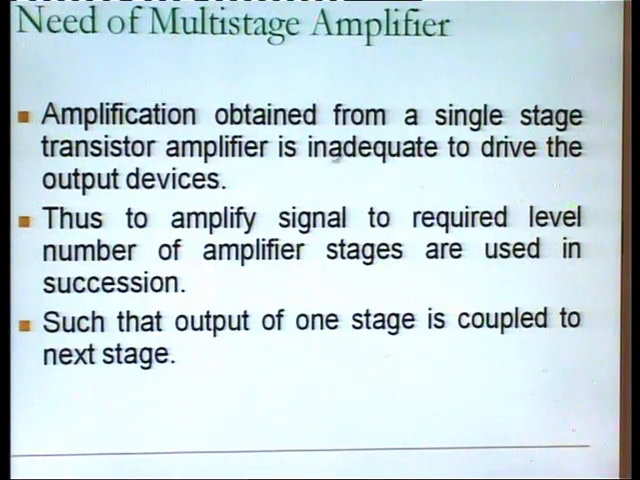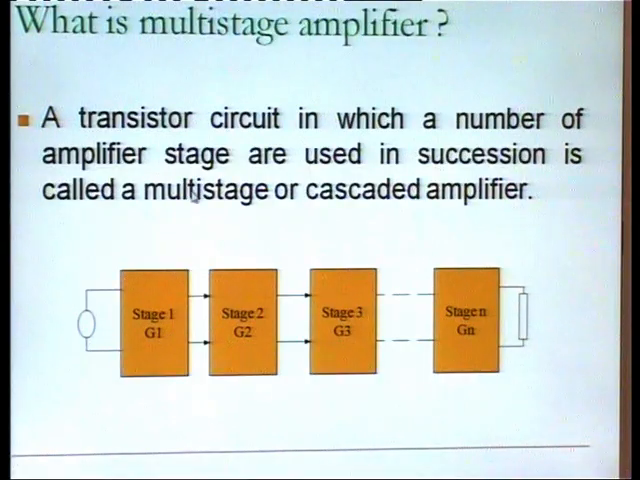So considering this basic requirement for a multi-stage amplifier, the definition of a multi-stage amplifier is given as such: an amplifier in which a number of amplifier stages are used in succession, or cascaded, is known as a multi-stage amplifier or cascaded amplifier. Here a block diagram of a multi-stage amplifier is given. Here we have different stages: stage 1, stage 2, stage 3 and so on until stage n. Each stage has an individual gain, that is for stage 1 we have gain 1, for stage 2 the gain is 2, and so on until stage n, where we have gain n.